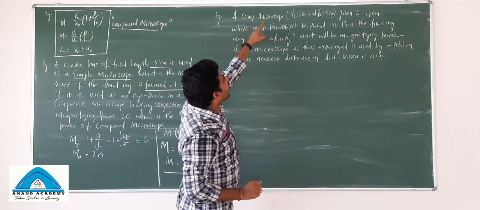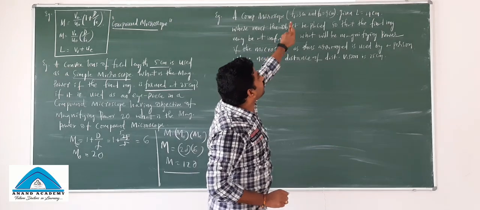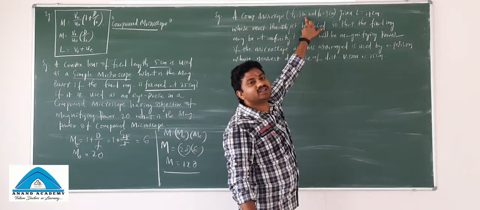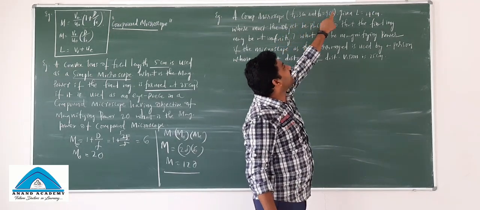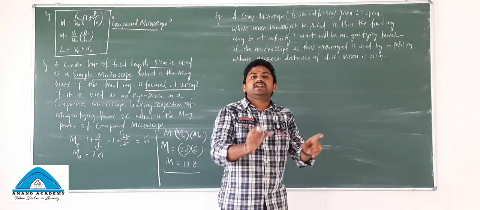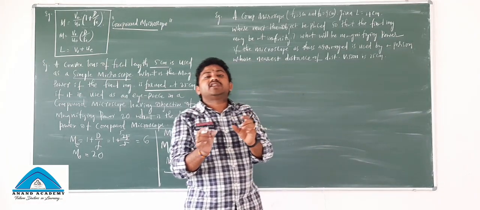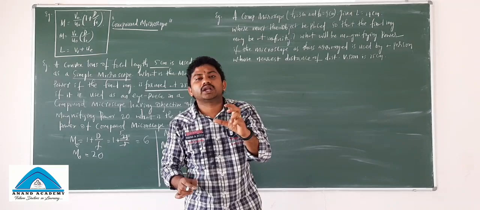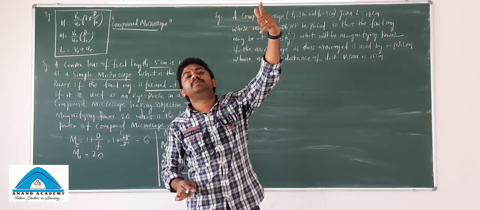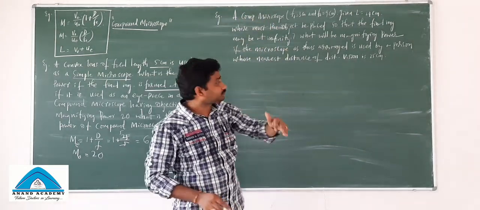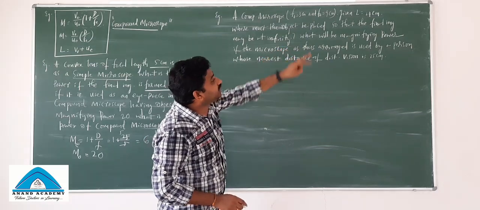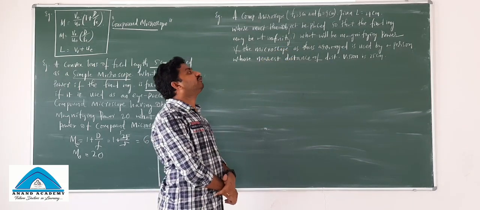A compound microscope, focal length of objective lens is 3 cm. Focal length of eyepiece is 9 cm. I have told you already, focal length of objective lens will be smaller. Focal length of eyepiece will be large. Now, length of the tube is given 24 centimeters.